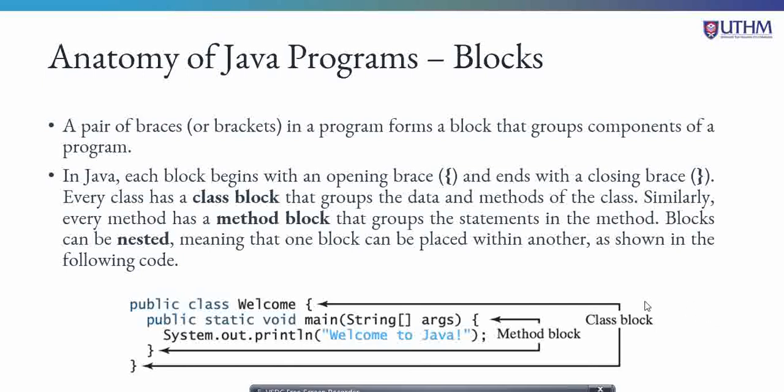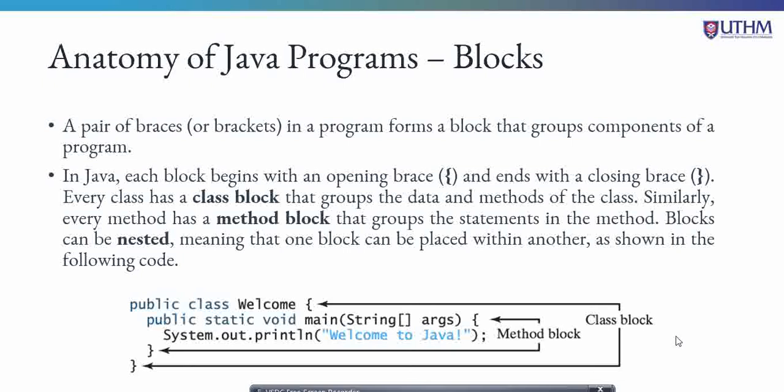Every class has a class block that groups the data and methods of the class. Similarly, every method has a method block that groups the statements in the method. Blocks can be nested, meaning that one block can be placed within another as shown in the following code.